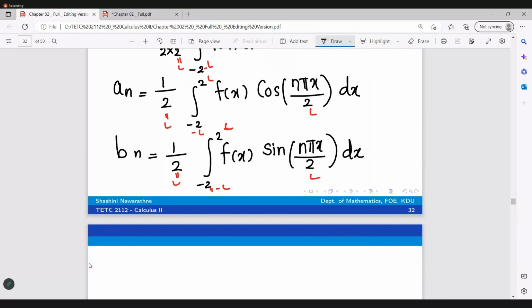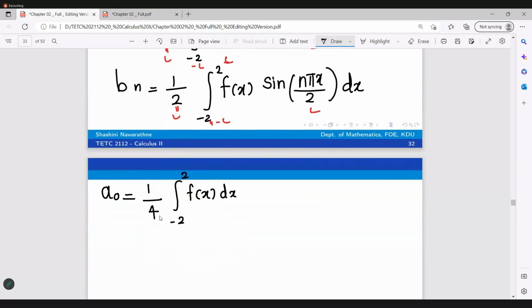So starting from the first coefficient, a naught. The expression is 1 over 2 times 2, which is 4, integral from minus 2 to 2 of f of x dx. So we can multiply a naught by 4 and omit this 1 over 4 part. So we can write 4 times a naught is equal to the integral from minus 2 to 2 of f of x dx.